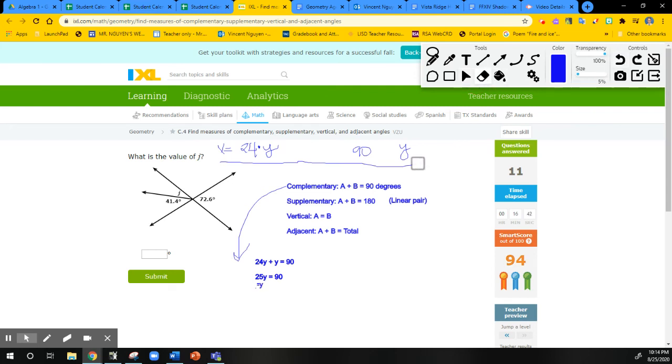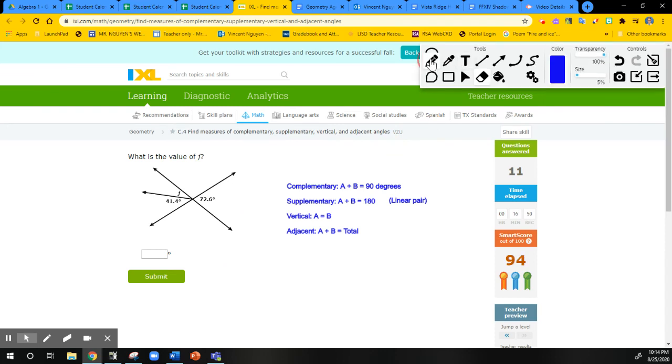Okay, so let me delete this. All right, so let's see what we have here. This angle is equal to this angle, because they're vertical, right? So I'm going to set up the relationship real quick. This angle over here is these two added together, right? So I'm using this relationship right here: angle A equals angle B.